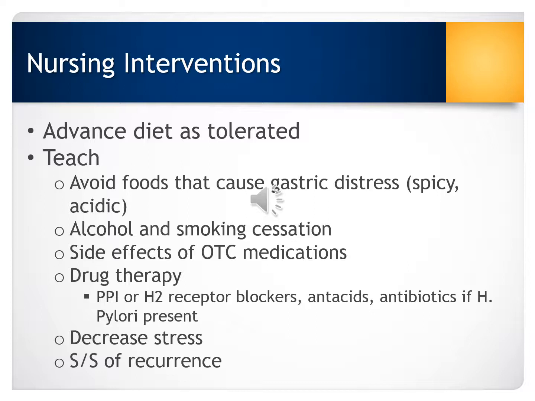They should have alcohol and smoking cessation education provided. They should know the side effects of over-the-counter medications and be instructed to avoid medications such as aspirin and NSAIDs. They'll probably be put on a proton pump inhibitor or H2 receptor blocker, and they should be instructed on the importance of taking that medication as prescribed. They should be instructed to decrease their stress and be given some stress management teaching, and they should also know the signs and symptoms of recurrence.